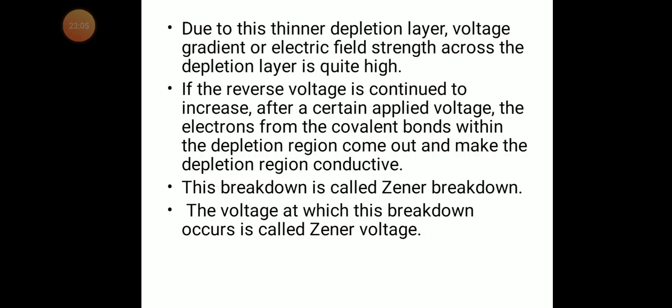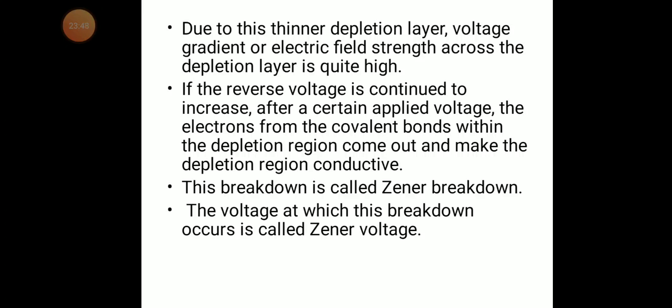If we increase the reverse voltage after a certain applied voltage, the electrons from the covalent bonds within the depletion layer come out and make the depletion region conductive, just like the avalanche breakdown. In the avalanche breakdown, the free minority charge carriers acquire kinetic energy. Due to that kinetic energy, they collide with the depletion layer ions and then generate more free electrons. But in the Zener diode, we don't have any collision here.